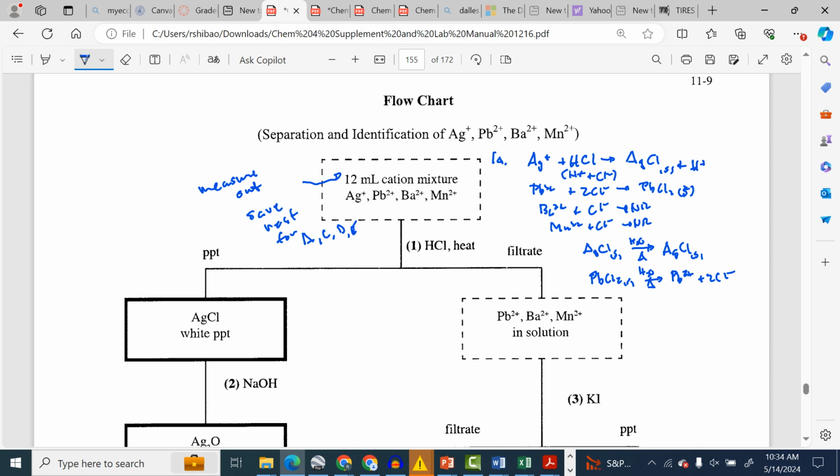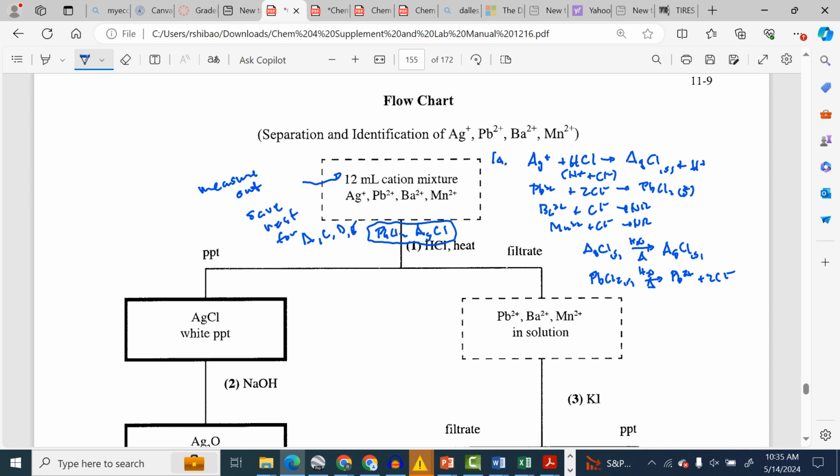All right. So what this dashed line means is solution, and what the solid line means is precipitate. So what we have initially are two precipitates. What are the two precipitates? The two precipitates are PbCl2 and AgCl, and those would be solid.